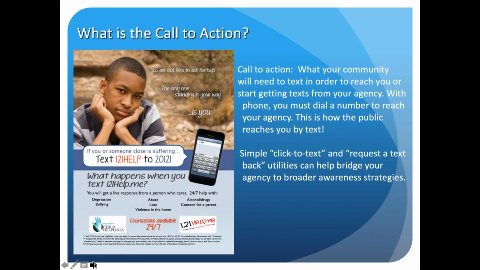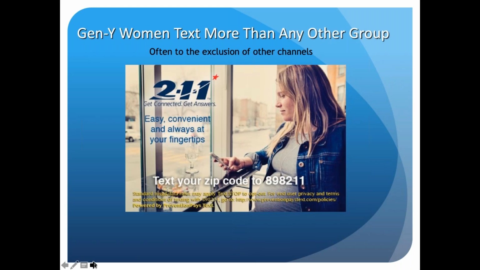And what is a call to action? A call to action is just the basic idea of telling somebody that they can text you. You can have click to text, request a text back links, things like that. All of those are available, but it's just the call to action: this is what you need to text in order to get help from us. It can be placed on any collateral, on websites, on Twitter, wherever you would post your number to let people know that they can call you, you could post the call to action for texting.